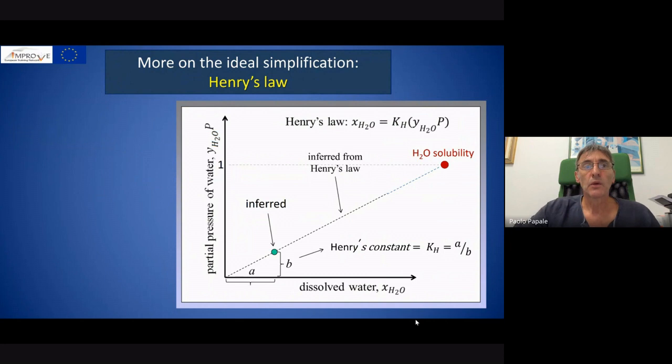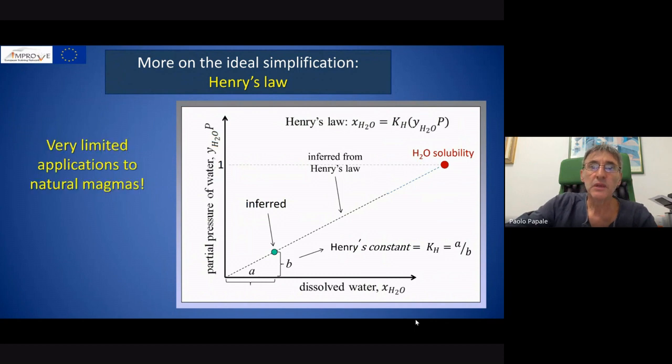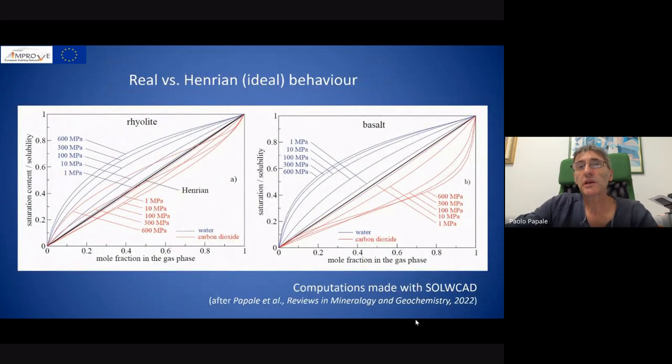While the advantages of adopting the Henry's law are clearly evident, the validity of the approximation is unfortunately restricted to conditions which are irrelevant for most applications when studying natural magmas. This figure shows that clearly. Here we see computations of water plus carbon dioxide saturation made with SolveCAD, the real multi-component thermodynamic model that embeds all of the equations that we have developed so far and those that we will continue to develop in this training module.